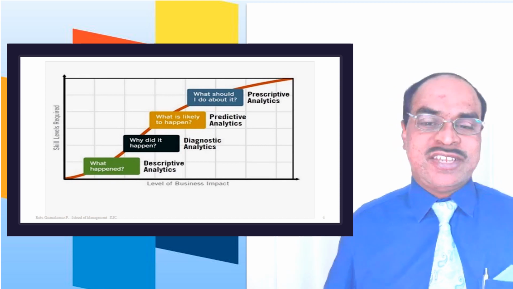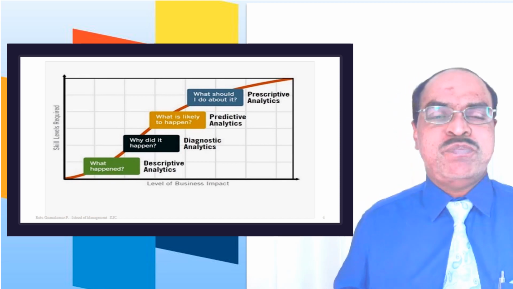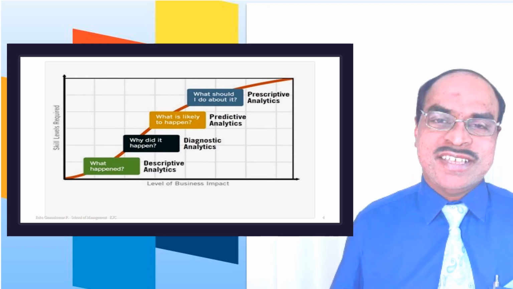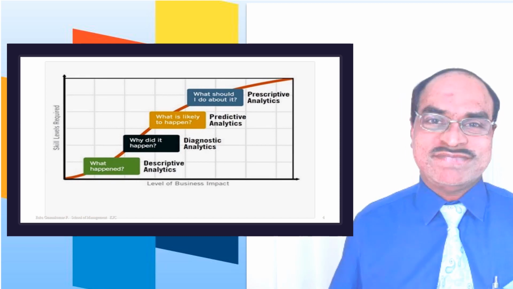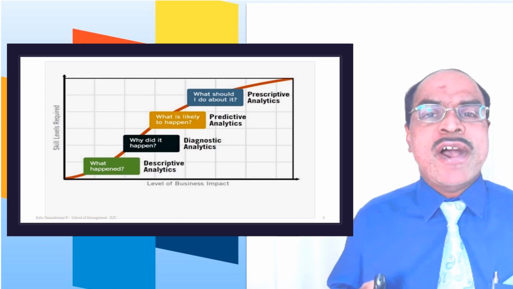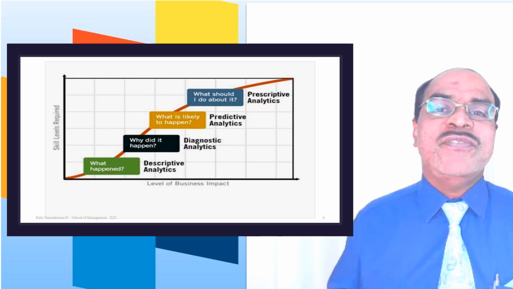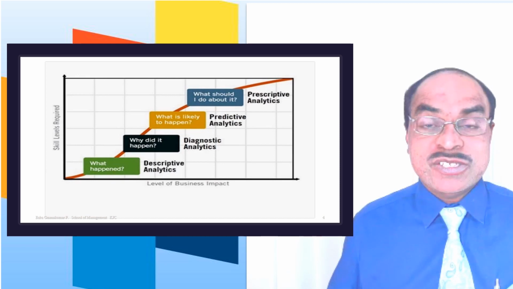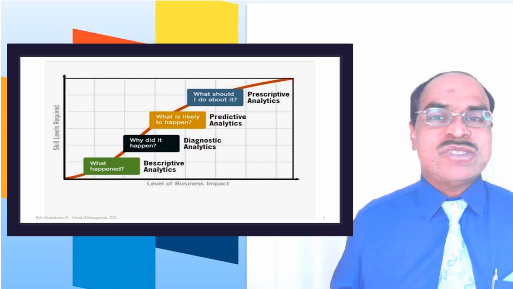Then diagnostic analytics. Why did it happen? Why are we unable to pay cash on time? That is diagnostic analysis. Then predictive analytics. What will be our working capital in future? That is predictive analytics. Then prescriptive analytics. If you want to increase the working capital, what do we have to do? Or if you need more working capital, what are the sources of financing? These are some examples of the analytics used in finance.